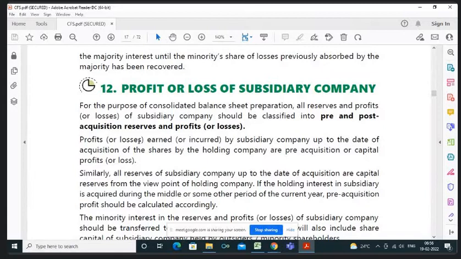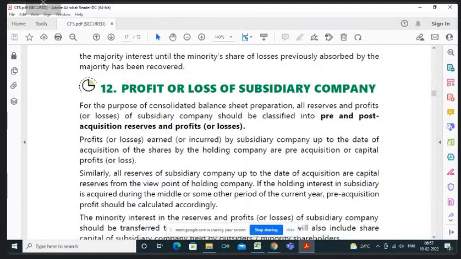Profits or losses earned by subsidiary company up to the date of acquisition of shares by the holding company are pre-acquisition or capital profits. Similarly, all reserves of subsidiary company up to the date of acquisition are capital reserves from the point of view of the holding company. If the holding company's interest in the subsidiary is acquired during the middle or some other period of the current year, pre-acquisition profit should be calculated accordingly.